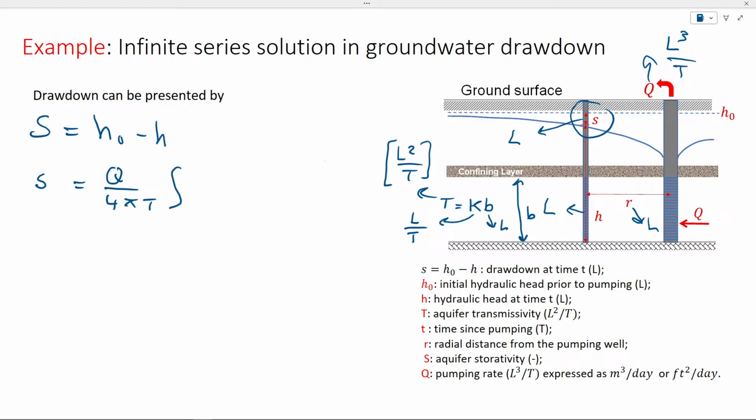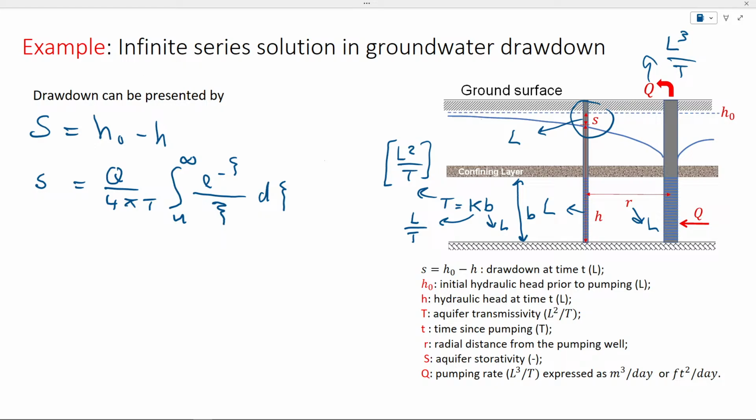And then the exponential integral function, from u to infinity, of e to the power negative psi over psi, d psi. Psi is just a dummy variable for integration.